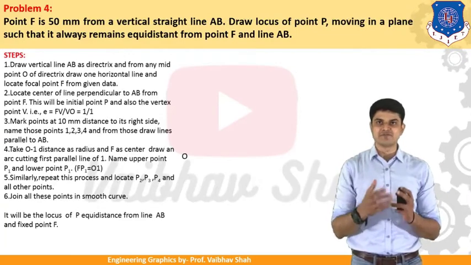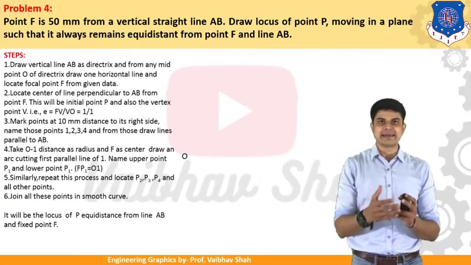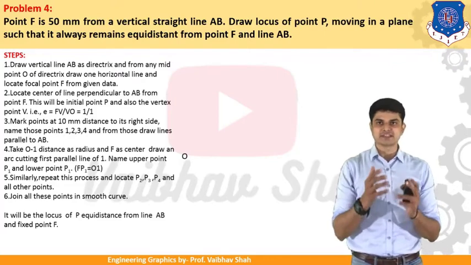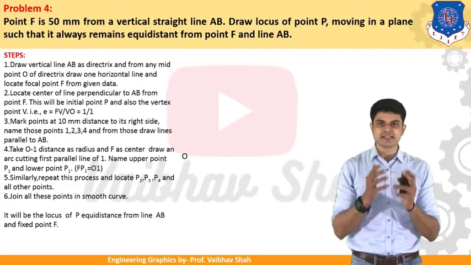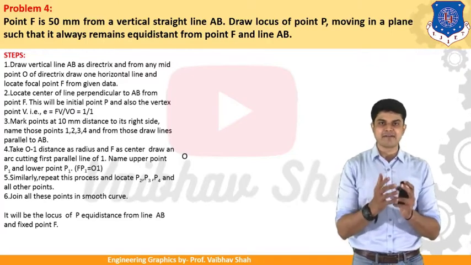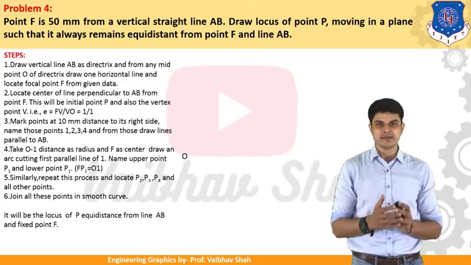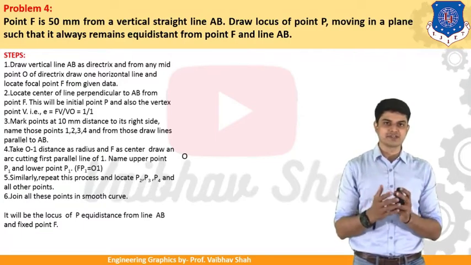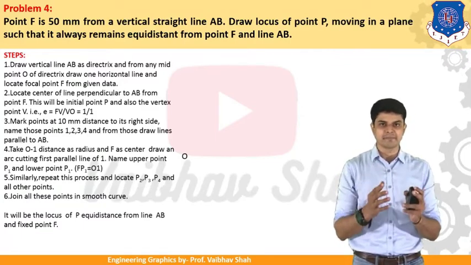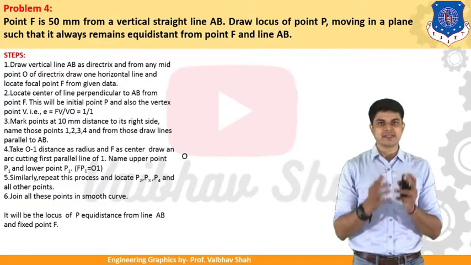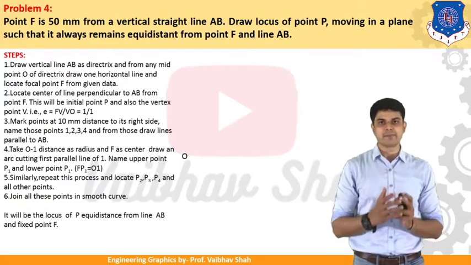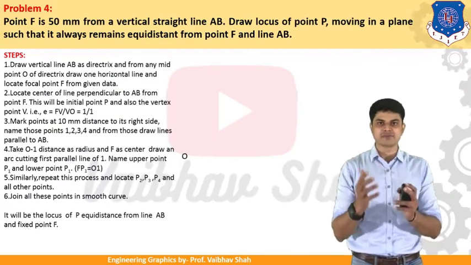Point F is 50 mm from vertical straight line AB. Draw the locus of point P, moving in a plane such that it always remains equidistant from point F and line AB. So it seems like a definition, right? You should remember the definition of parabola, and the definition of parabola says the same. So the example is based on what? A parabola. So we will be drawing a parabola from this example.